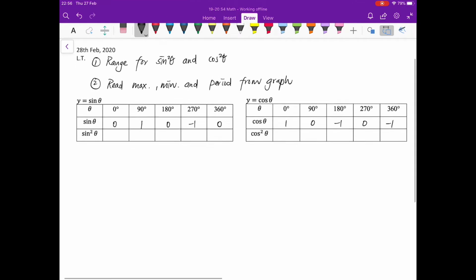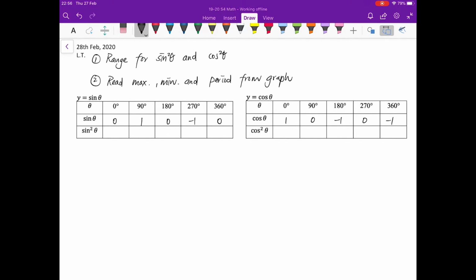Okay, so as you can see, below are the tables of y equals sine theta and y equals cosine theta, which have been given to you yesterday. But I have added a new column of sine square theta and cosine square theta. So now please help me to copy the table on your notebook. And then please pause the video and calculate the value of sine square theta according to the value of sine theta. Okay, so let's check the answer.